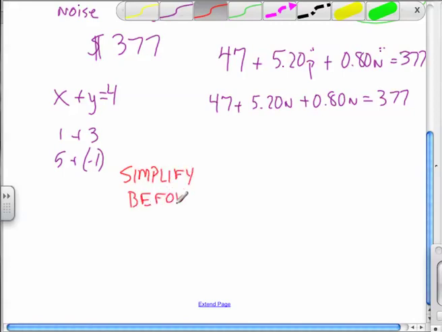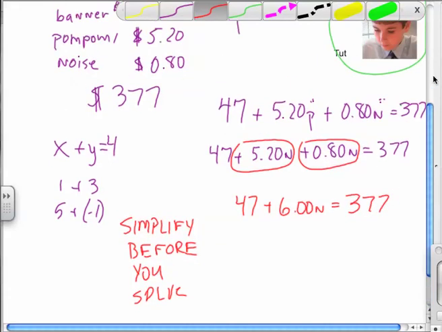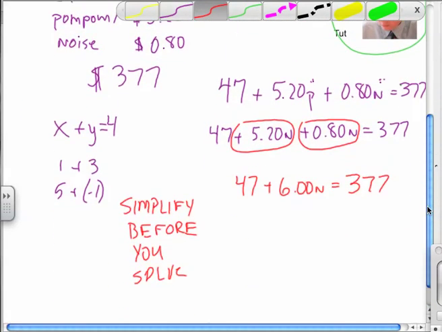Okay? I'm going to say before you solve, but I need to also do the same thing. All right? So I need to combine like terms. I've got a positive 5.20n and a positive 0.8n. Oh, that's nice. That's going to give me 47 plus 6.00n. Isn't that nice? Tut, Milan, Tut, where are you? There you are, Tut. All right.